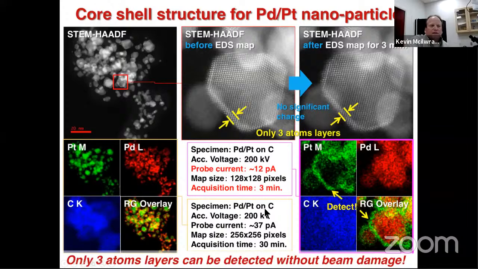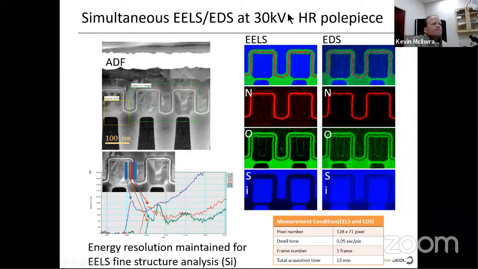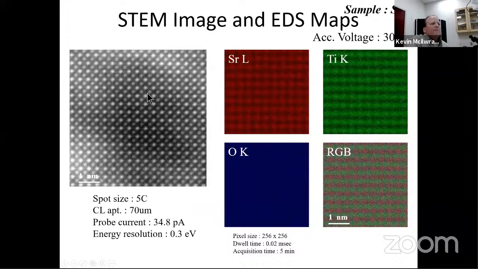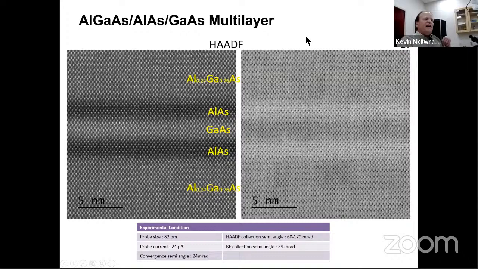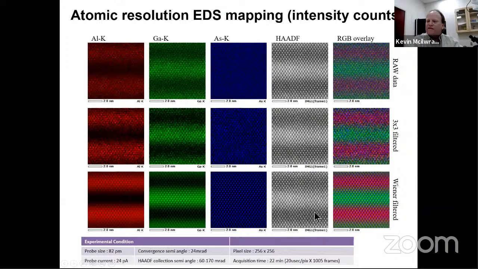Another example of what we can do at atomic resolution. We can also do imaging and analysis, EDS maps here, and then just STEM imaging with a multi-layer with the mapping of that layer, right? So we have a lot of flexibility. There's a lot of things that we can do.